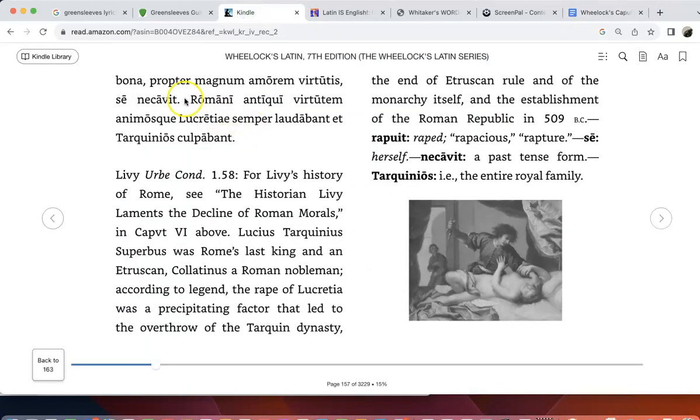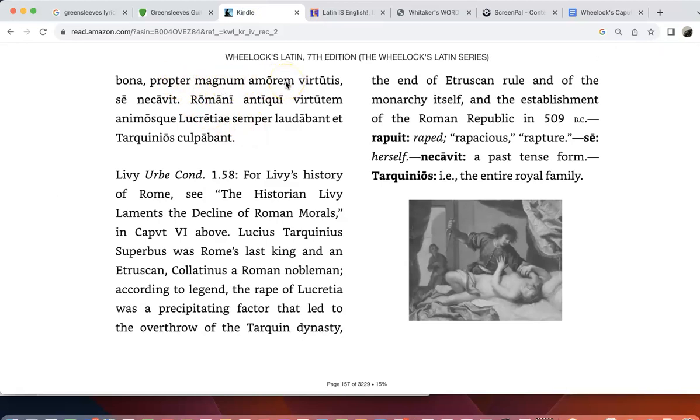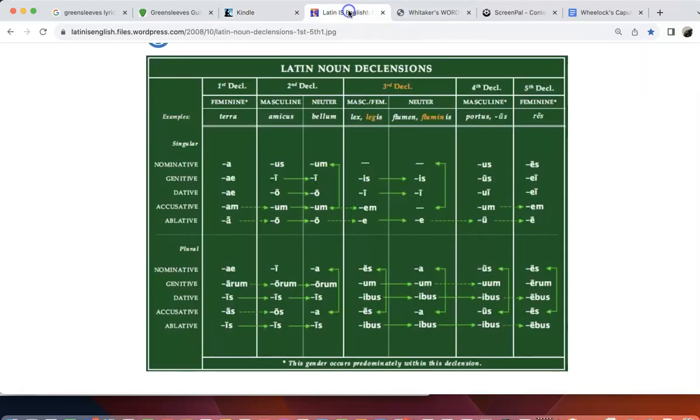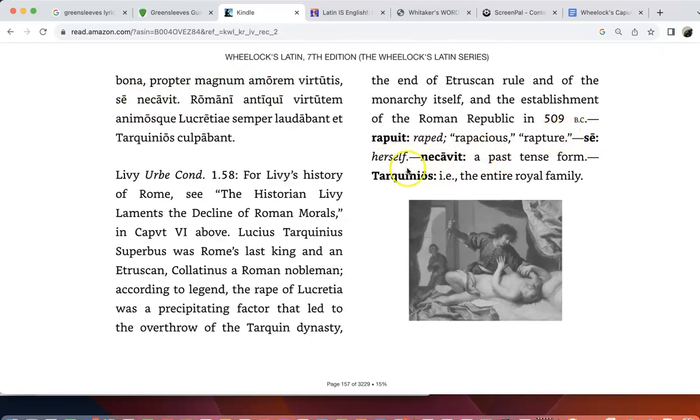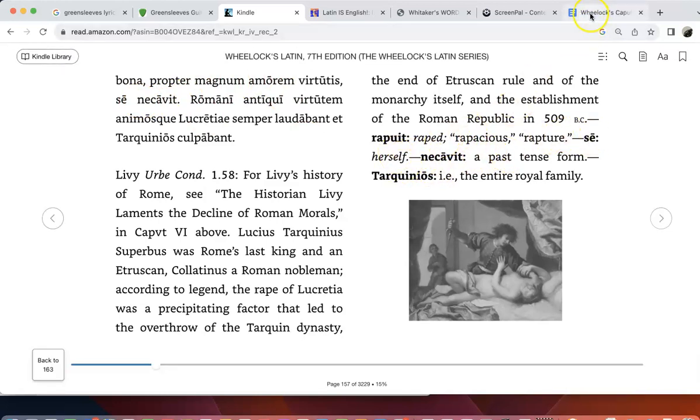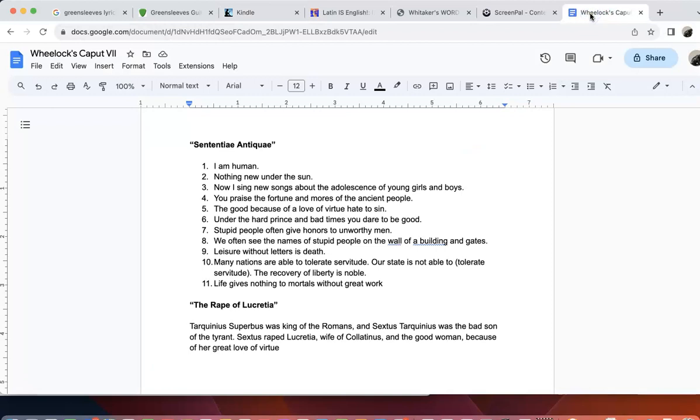So propter always requires the accusative. Magnum, that's second declension accusative singular. Amorem, that's third declension accusative singular. Of virtue, that's third declension genitive singular. So em, is. And sure enough, em, is. So because of her great love of virtue, she killed herself. So here we're going to follow the vocab here. Killed herself.